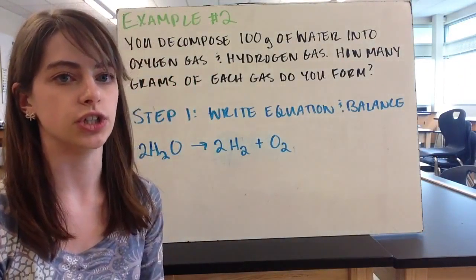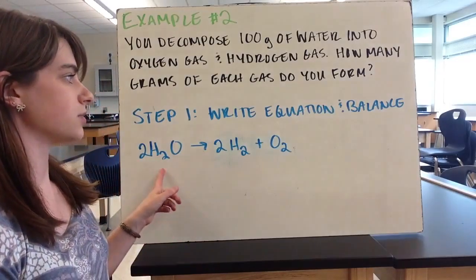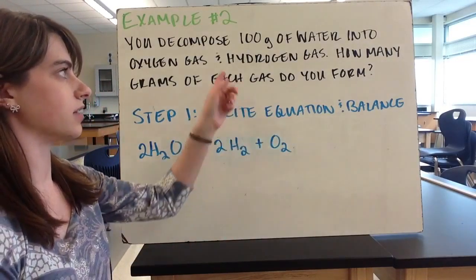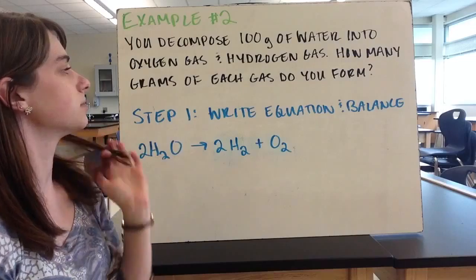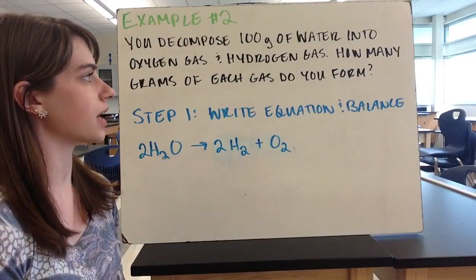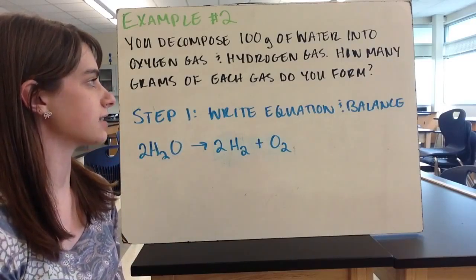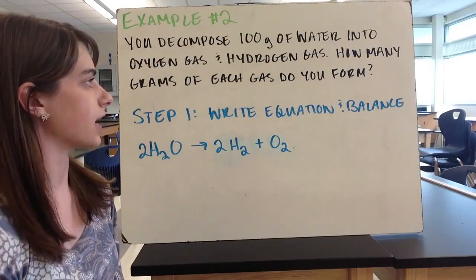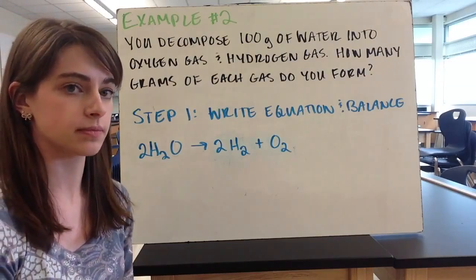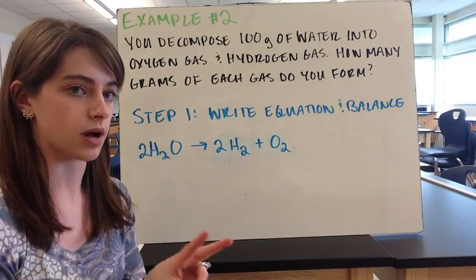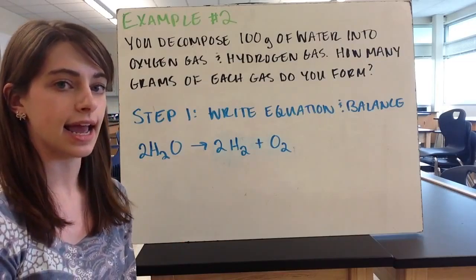This example I want you to try on your own. So you can see from this board, we've done step 1, the equation and balance, but let's look at the question first. You decompose 100 grams of water into oxygen gas and hydrogen gas. How many grams of each gas do you form? So we're going to look at 2 things in this problem. We're going to look at both the oxygen and the hydrogen.